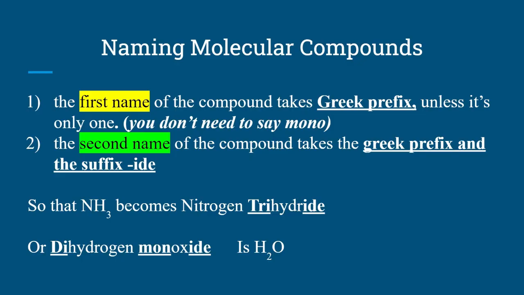The second name will take a Greek prefix and you will change the ending, the ending's called the suffix, to IDE, right? So NH3 becomes nitrogen trihydride, or you could also say mononitrogen trihydride. Again, it's more flexible on the mono if it's the first one, but we tend to say it on the second one. So for example, here now, water has only one oxygen.